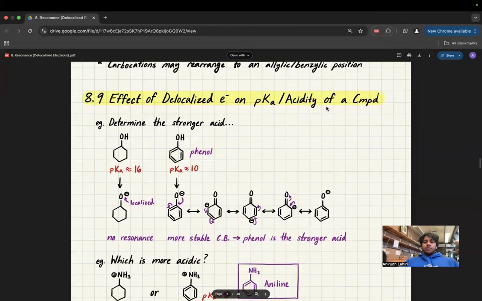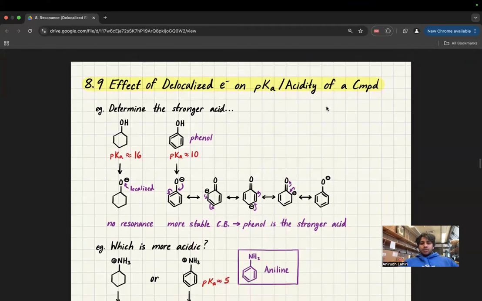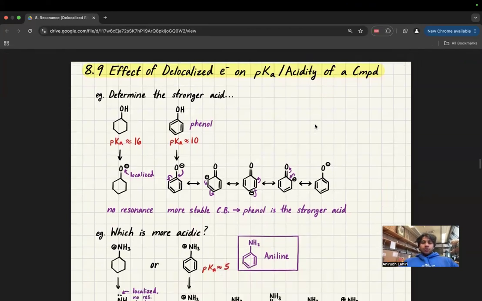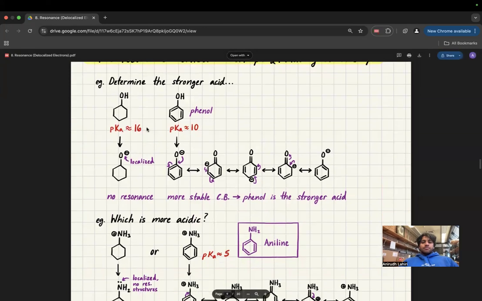Okay, effective delocalization of electrons on pKa and acidity of a compound. Determine the stronger acid. So this has a higher pKa, so it's a weaker acid, and that's because once we remove the acidic protons, this has a lone pair here with nowhere to go. This oxygen has a lone pair, nowhere to go. This can be delocalized. It can be spread out more, right? So we're taking one thing that's really bad and spreading it out.